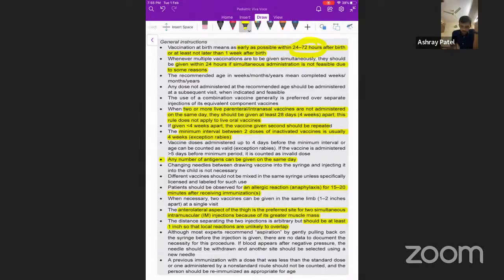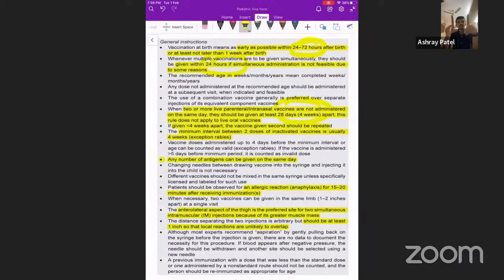Fine. Next, when 2 or more live vaccines are being administered at the same time. Now someone has come for catch-up vaccination, so at that time we have to give oral polio vaccine as well as MR vaccine. So in that case, we have to give both the live vaccines within 24 hours. If not given within 24 hours, then a minimum gap of 28 days has to be present. Minimum gap of 4 weeks has to be present.